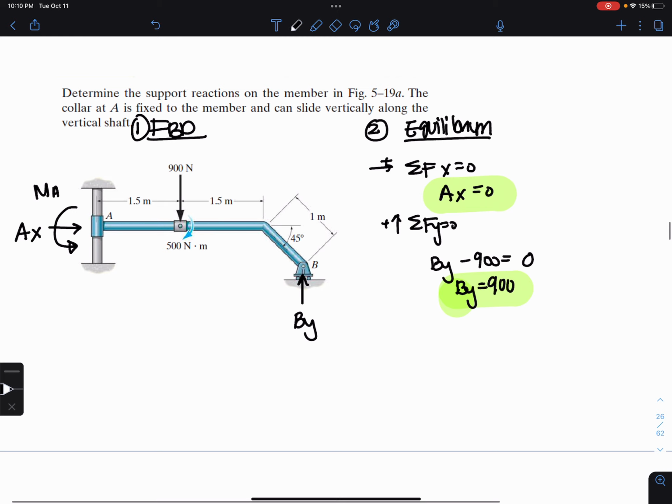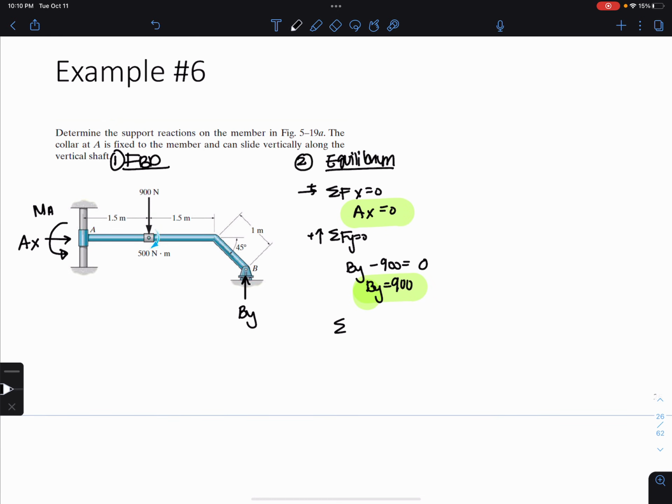And then lastly, I have my summation of moments. I'm going to sum my moments about point A. Counterclockwise is positive. And I need to add in, of course, the summation of that moment. And then I need to add in the 900 times the 3 plus 1 cosine 45.